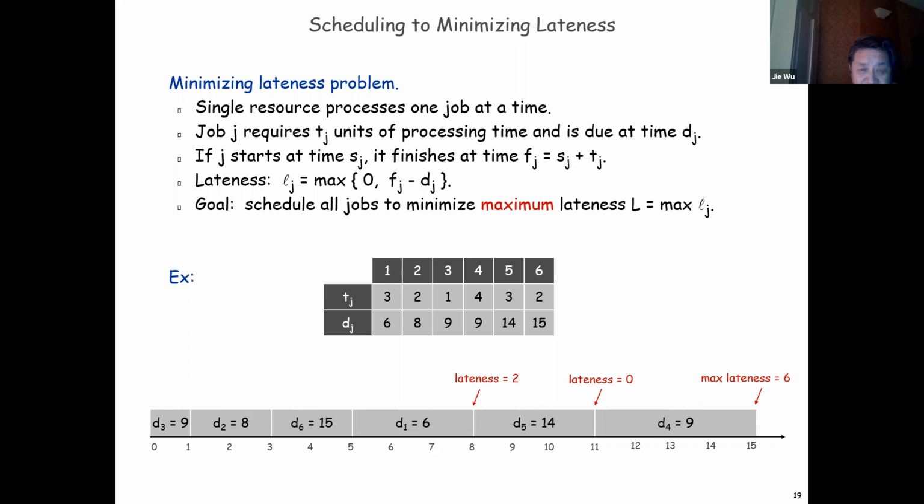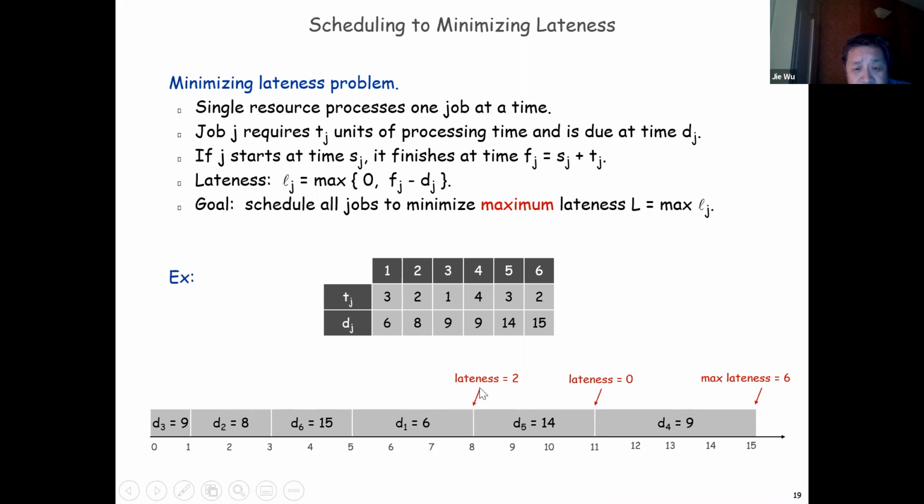So what you try to do is minimize the damage. What does damage mean? It means delay, or lateness. Lateness is defined as the finishing time minus the deadline. If you meet the deadline, the lateness is 0. For example, if someone asks you to finish the job at 6, and you finish at 8, then the lateness is 2, right?